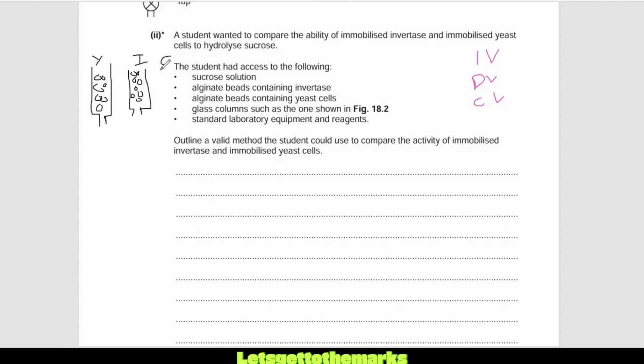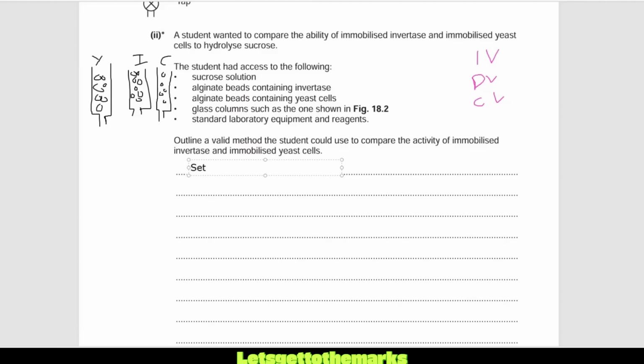And you might say, well, what's going to be in your control? Well, you just want to put alginate beads in that and prove that alginate beads themselves do not break down the sucrose and turn it into fructose and glucose, because then you've got an extra third variable in there. So we just want to prove that it's only the yeast or the invertase that's actually causing the breakdown of the sucrose. So let's put that down, and that's my first independent variable.